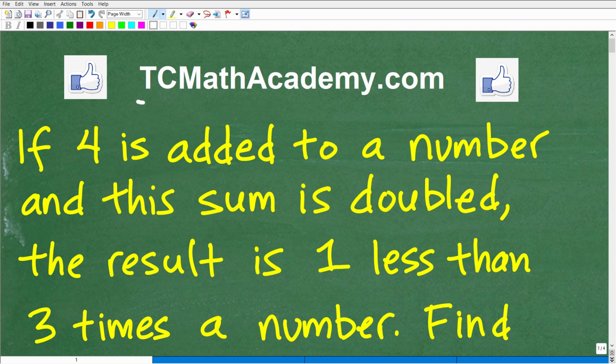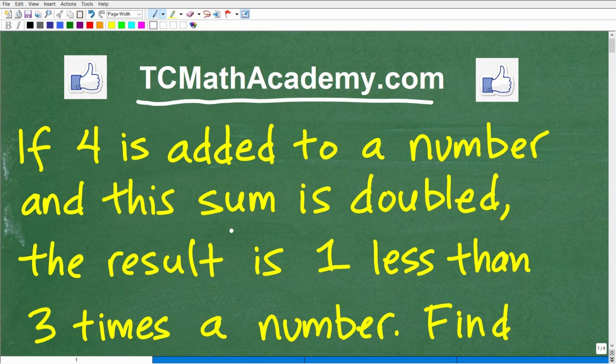Hello, this is John from TC Math Academy, and in this particular video we have an interesting algebra word problem. The main idea is your ability to translate. What we want to do is translate a verbal sentence, i.e. a sentence with words, into a variable or algebraic sentence or equation. So that's the main idea in this particular problem.